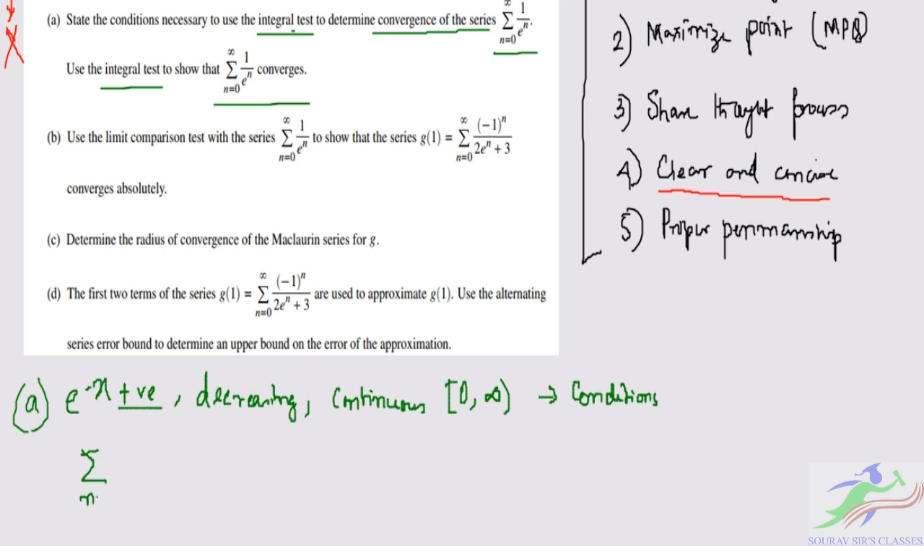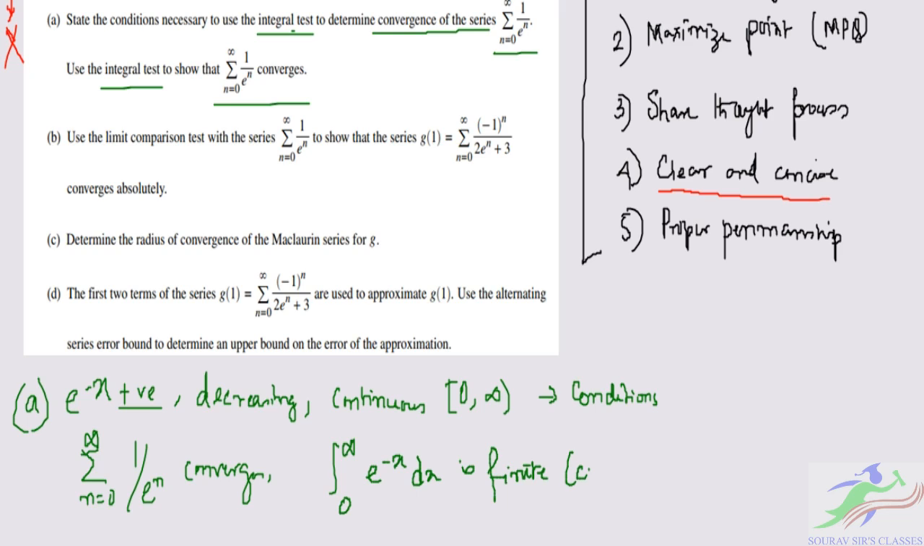to show that this summation n equal to 0 to infinity 1 by e to the power n converges, show that the integral from minus infinity to infinity, or since it is positive, we can omit the lower bound, we can reduce it to 0. So the integral 0 to infinity e to the power minus x dx is finite, that is, converges. Okay, so that is an improper integral.